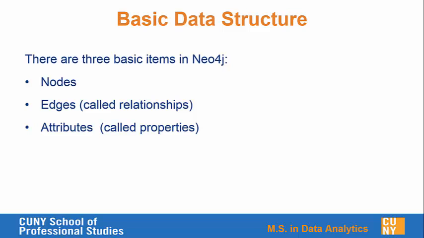There are three basic data items in Neo4j, and these just come from basic graph theory. There are nodes, and those are the basic building blocks of your graphs. They're connected by edges, which Neo4j will call relationships, and each of those objects, nodes and edges, can then have multiple attributes, which will be key value pairs assigned to those nodes or edges. In Neo4j, we typically call the attributes properties. Let's take a look at an example.